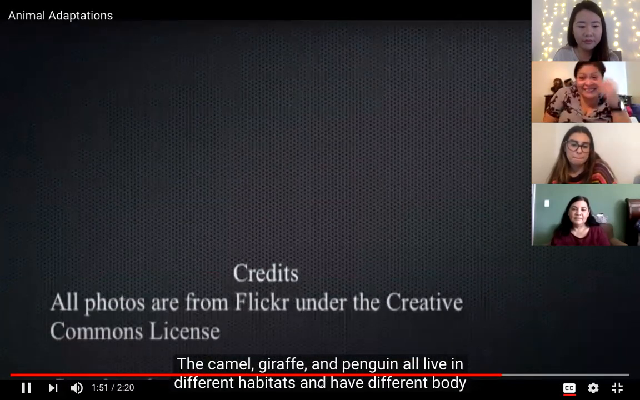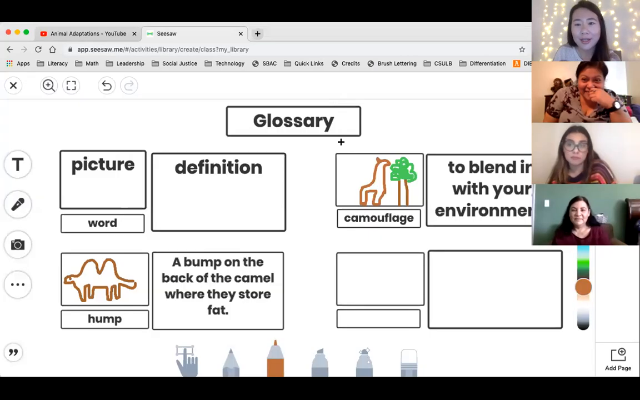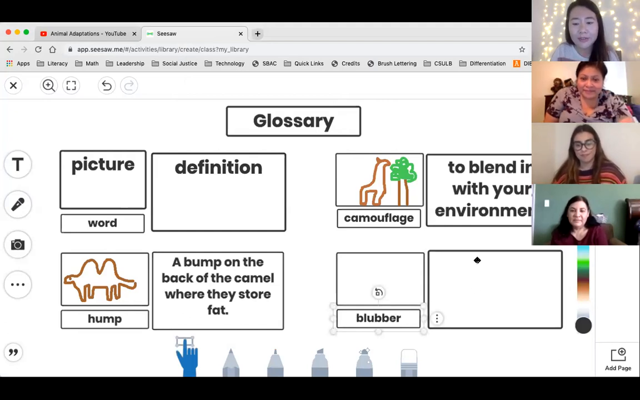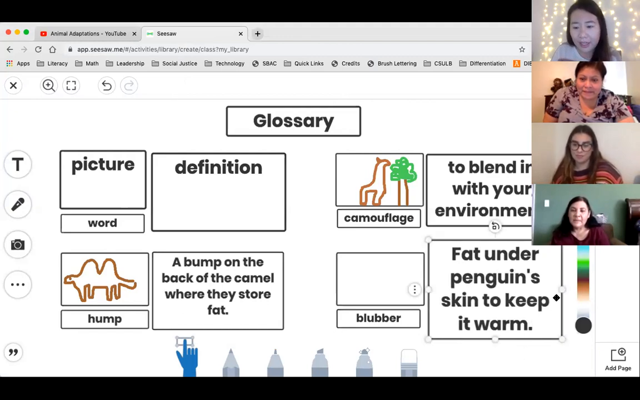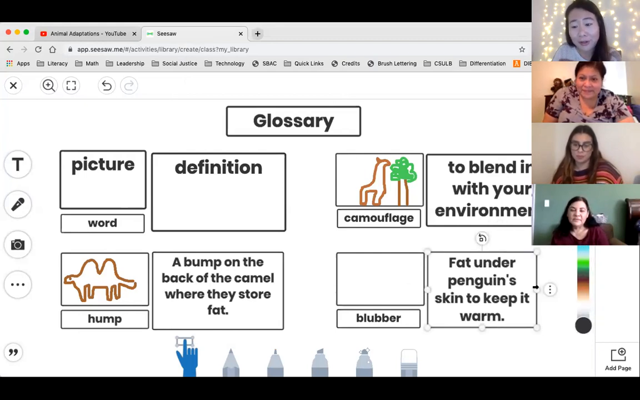The camel, giraffe, and penguin. Awesome. There were a lot of words there. So I'm sure, kids, you'll have a lot of different ideas. But Ms. Hernandez, did you have a word you'd like to talk about? I heard the word blubber. Blubber. I love it. And how would we want to define blubber? It said that it's fat under the skin that helps keep the penguins warm. Love it. And we also, as humans, have fat under our skin, but I don't think we call it blubber.